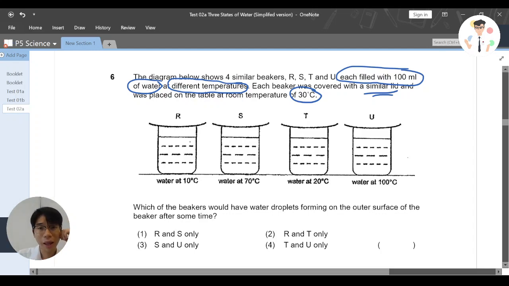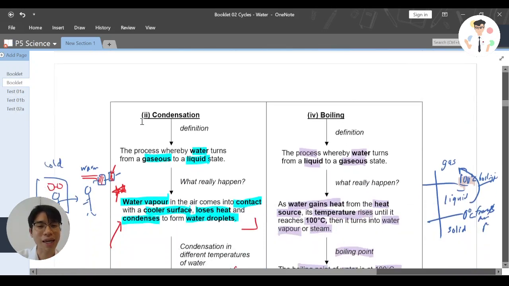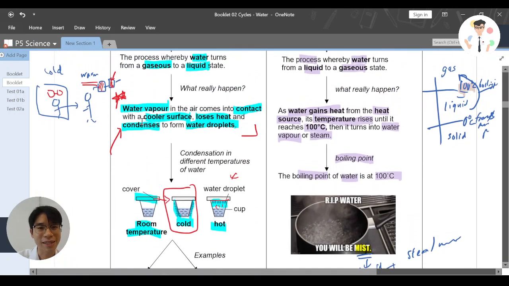Now, when you look at this hot water, cold water, and there's a lid, you should go back to your booklet notes. You should be able to get that it is actually this one. Can you see this condensation?